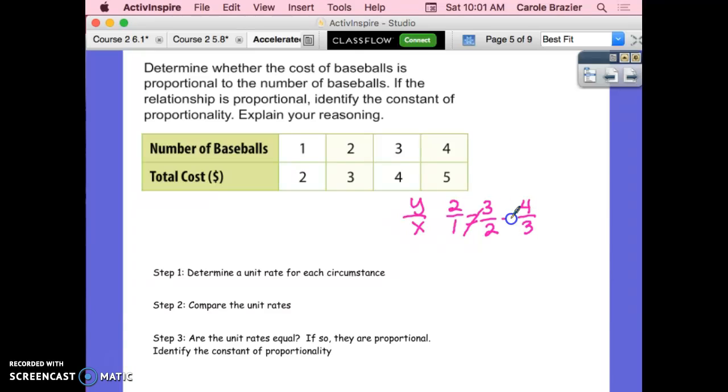4 over 3 is also not equal, and 5 over 4 is also not equal. So all I have to write for this one is that it's not proportional. There is no constant of proportionality because nothing is the same. I'm not multiplying any of them by the same ratio, so none of these have the same unit rate.